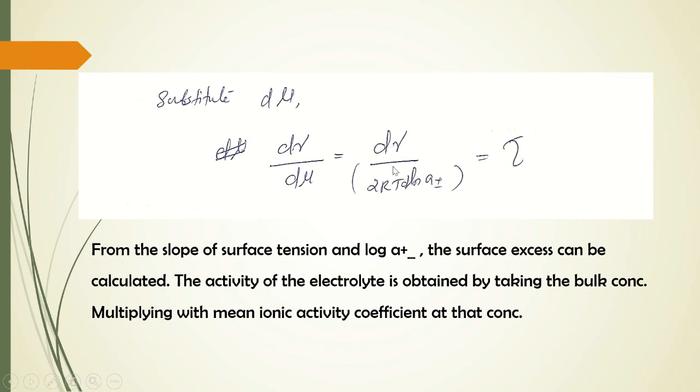And you may think, how do we get this activity a plus or minus? From the slope of the curve of surface tension versus log a plus or minus, you will get the surface excess. The activity a plus or minus can be calculated by taking the bulk concentration and multiplying it with the mean ionic activity coefficient at that particular concentration.